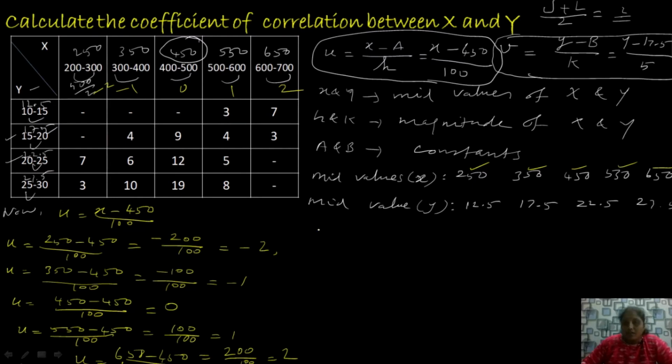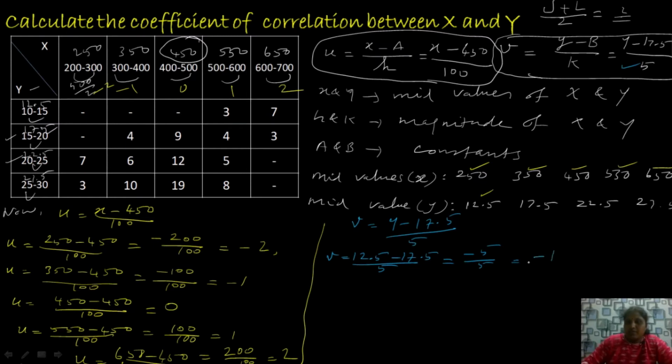And for v, similarly we calculate values of v by taking y equal to 12.5 up to 27.5. v is equal to, we know already, (y minus 17.5) over 5. So let me start with 12.5. So v is equal to (12.5 minus 17.5) over 5. So you get minus 5 over 5. When you divide this, you get minus 1.